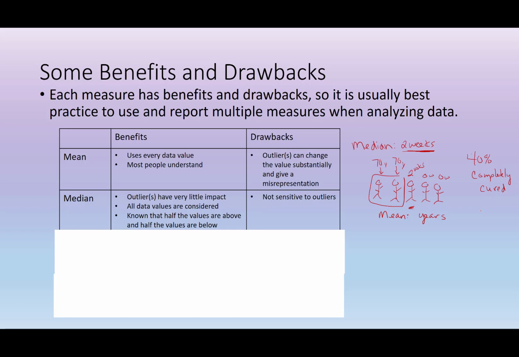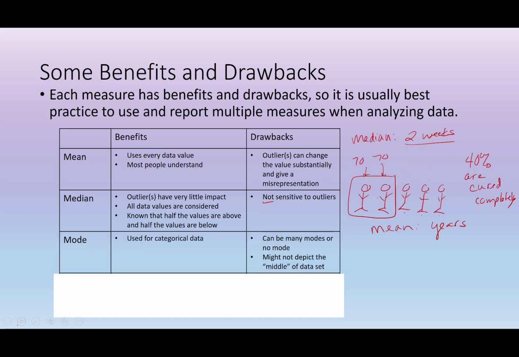And then that'll help you determine whether the mean or the median would be a better representation of what you want to do. Okay, now with the mode, the benefit of the mode is that it can be used for categorical data, where we can't really do that with the mean or the median. The drawback is that there can be many modes or no mode at all, so it depends on our data set.